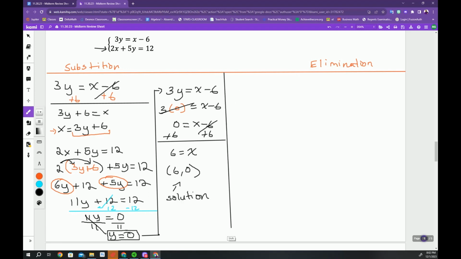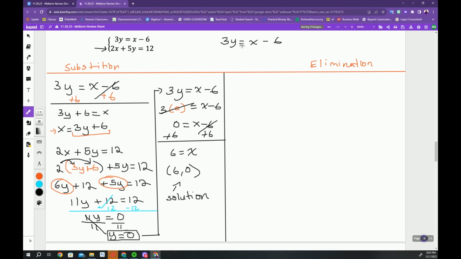So this is if you use the substitution method. Let's take a look at the elimination method. The elimination method works when you have both equations in standard form, or you're able to line up all the variables and constants with each other. If I look at this, the second equation is in standard form, but the first one is not. We have to get x and y on the left side and the constant on the right. So you have to first rewrite the equation so we can line them up.